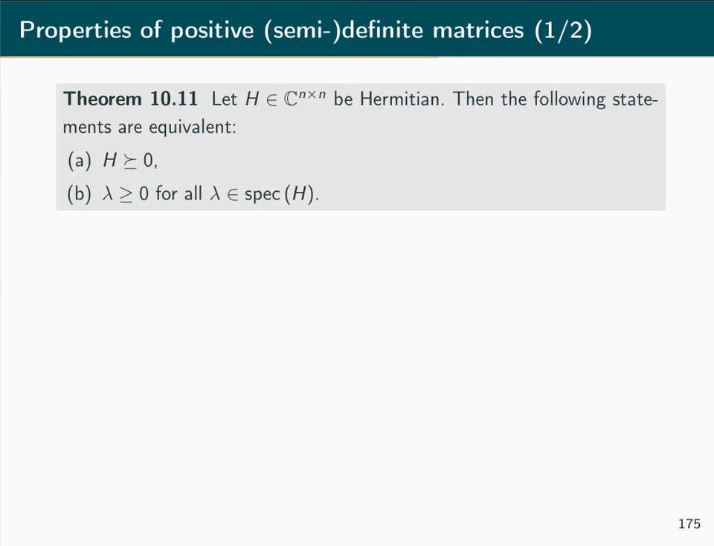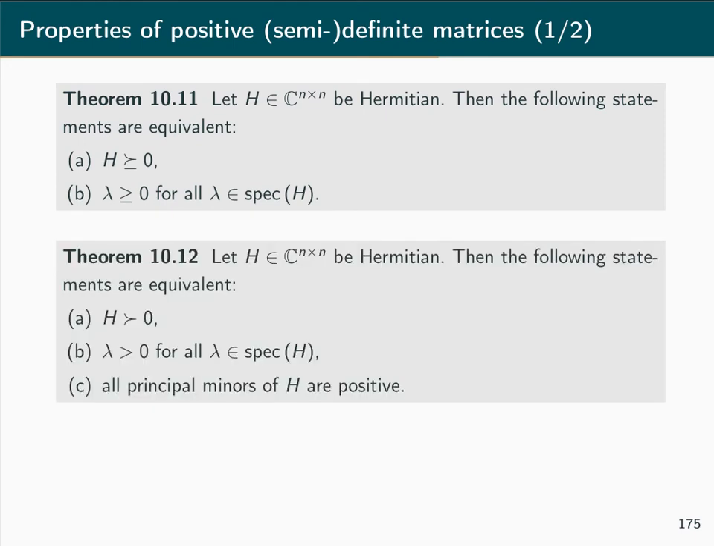Now, this slide provides alternative characterizations of positive semi-definite and positive definite matrices. First, Theorem 10.11 provides an alternative characterization of positive semi-definite matrices, namely, let H be a Hermitian matrix, then the following statements are equivalent: A, H is positive semi-definite, and B, all eigenvalues of H are non-negative.